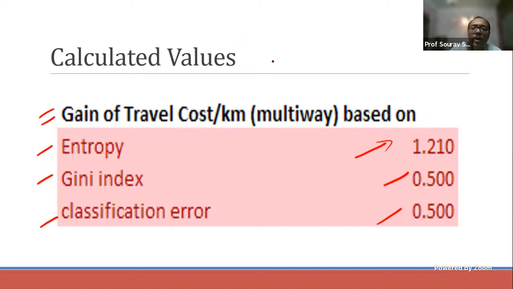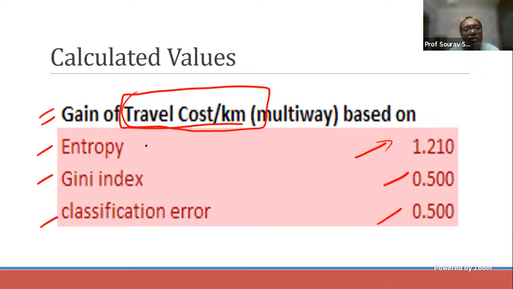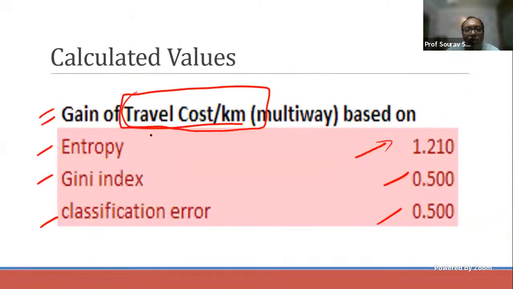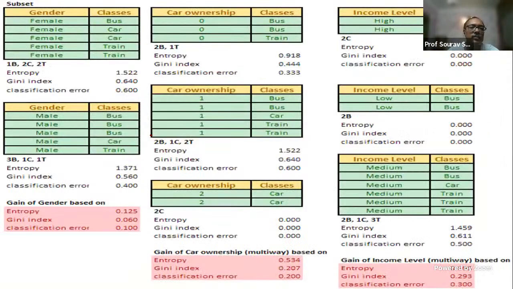See, why is none of you asking, professor, why should I split on the travel cost? What made you split by the travel cost? What happened to the other features? None asked that. That's what we are going to do right now. The same thing that we have done for the travel cost, we are going to do for all the others.